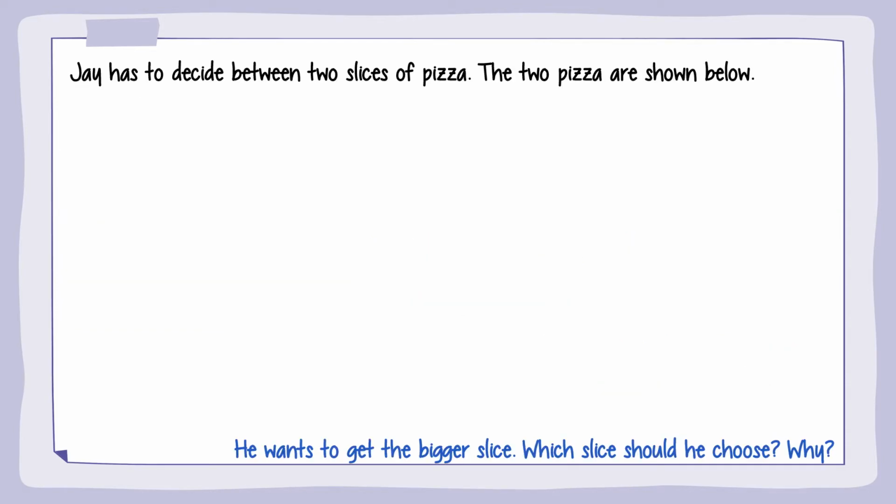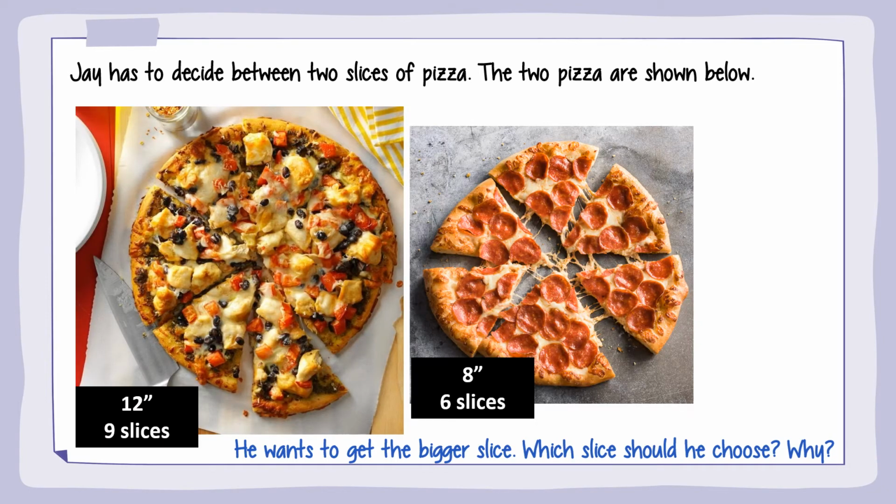Now, who among you loves pizza? Jay has a problem because there are two pizzas available. So Jay has to decide between two slices of pizza. The two pizzas are shown below. So we have two pizzas.